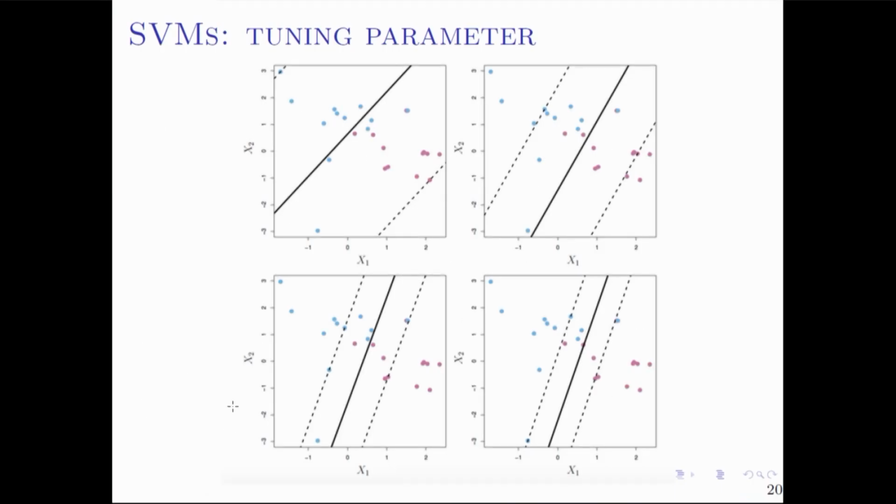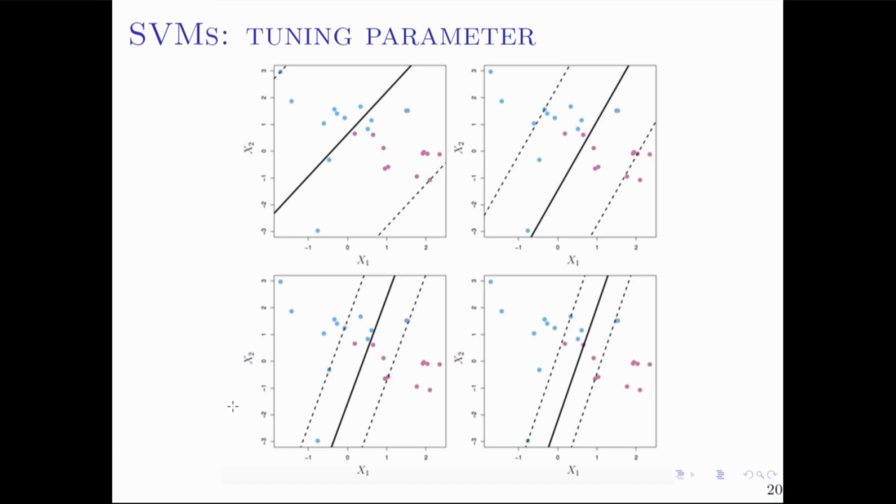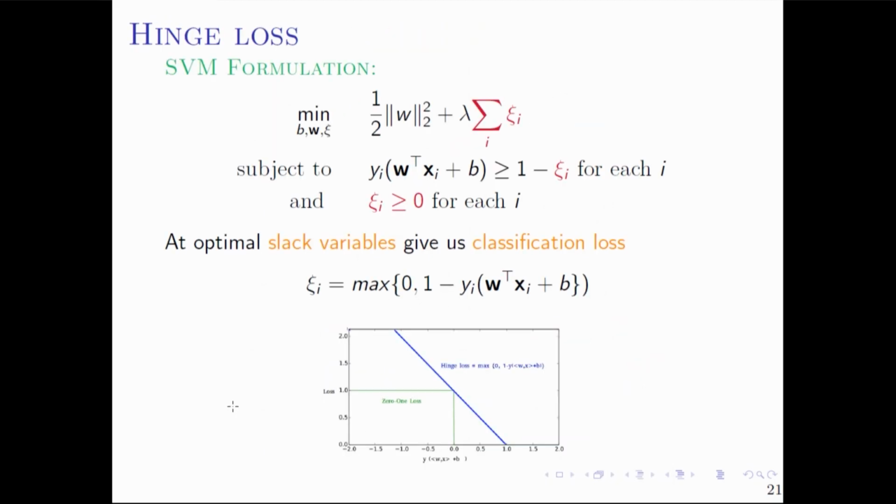Okay? So now here, which one has the highest lambda? Which one has the highest lambda? The fourth one has the minimum margin. And which one has the least lambda? First one. Very good. Now it comes to the definition of hinge loss again.